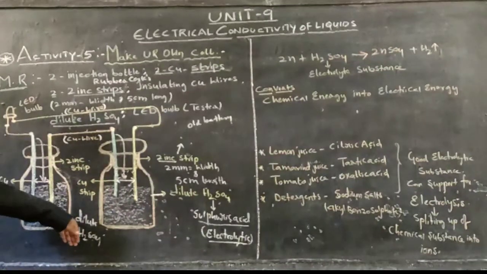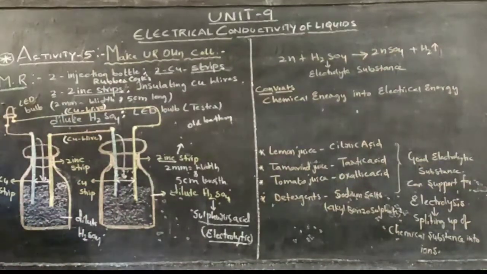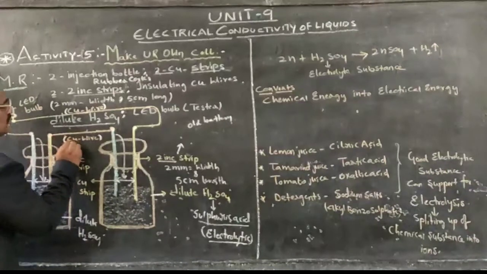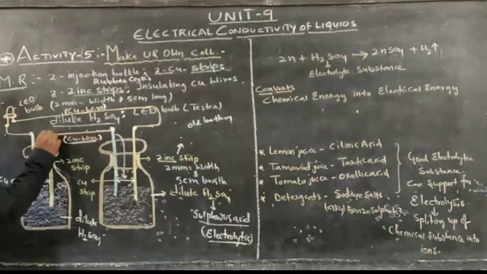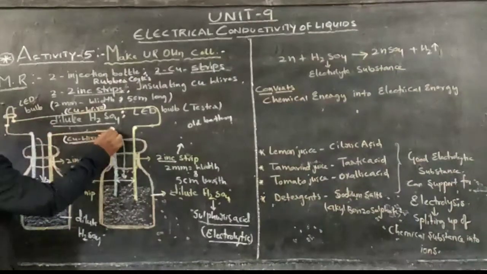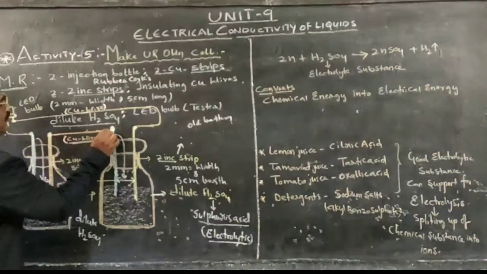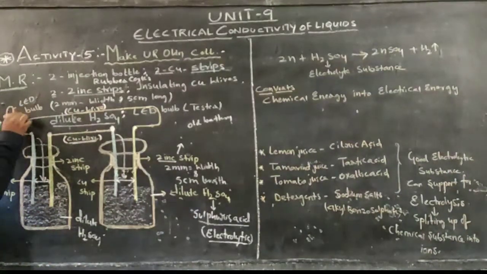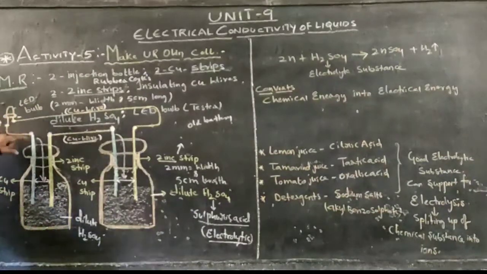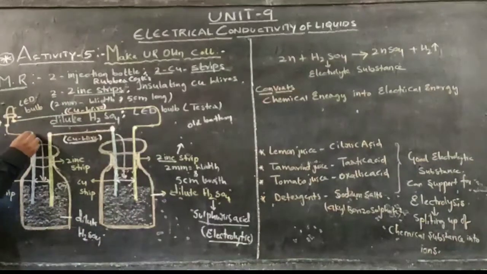After immersing them in the dilute sulfuric acid, take one small piece of insulating copper wire and connect a zinc strip to a copper strip by means of the insulating copper wire. The other end goes to the positive terminal. Take another copper wire of small length and connect it to one end of the LED bulb as well as a copper strip.